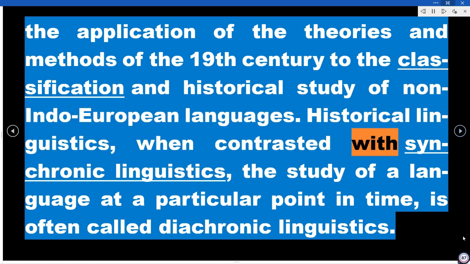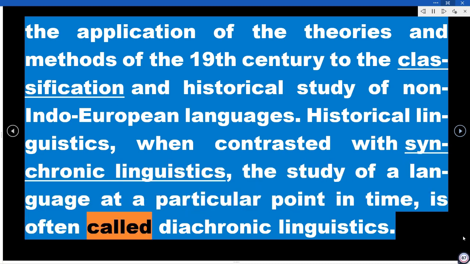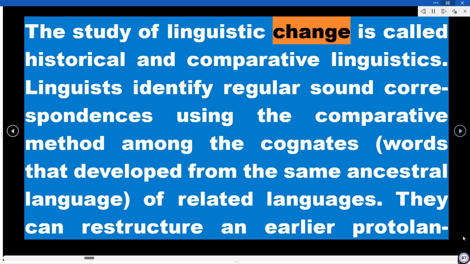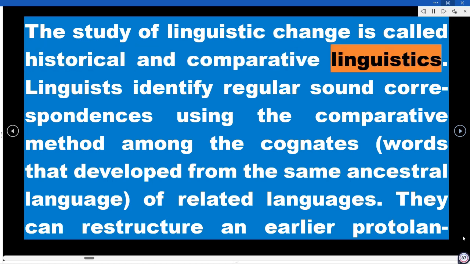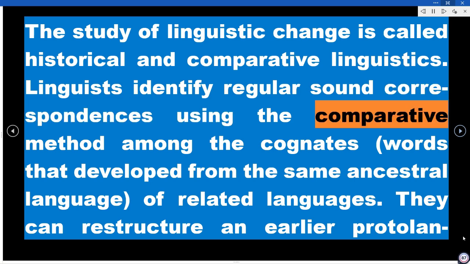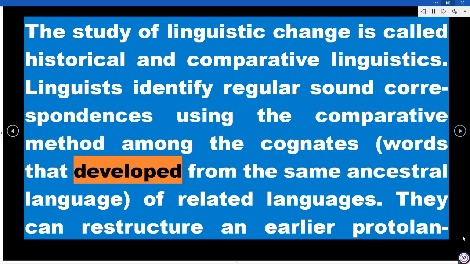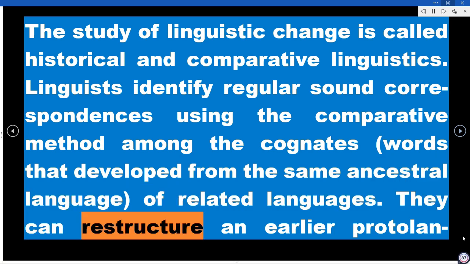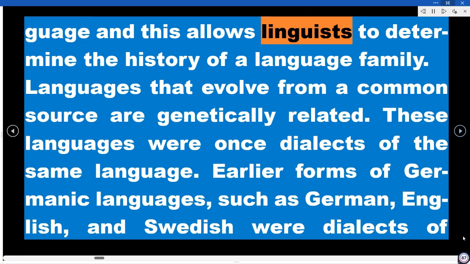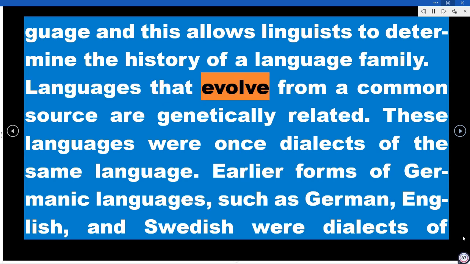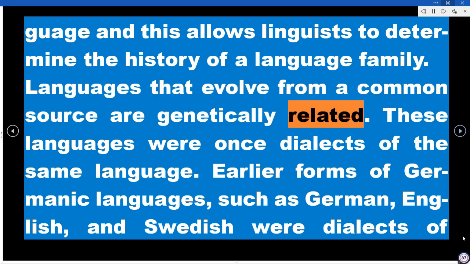Historical linguistics, when contrasted with synchronic linguistics, the study of a language at a particular point in time, is often called diachronic linguistics. The study of linguistic change is called historical and comparative linguistics. Linguists identify regular sound correspondences using the comparative method among the cognates, words that developed from the same ancestral language, of related languages. They can reconstruct an earlier proto-language, and this allows linguists to determine the history of a language family. Languages that evolve from a common source are genetically related.